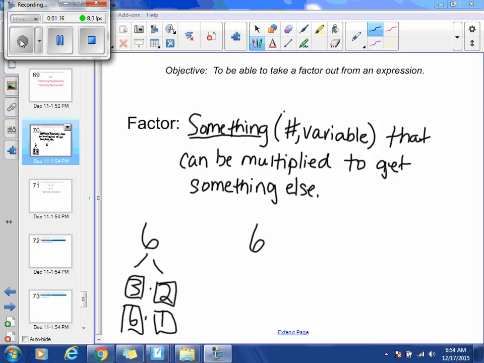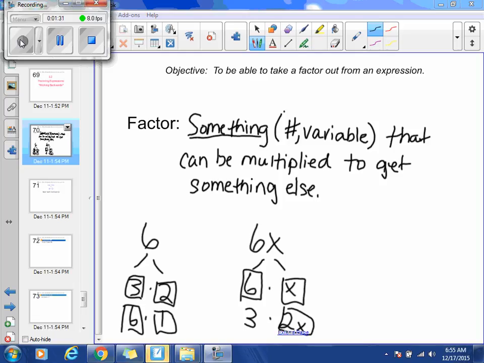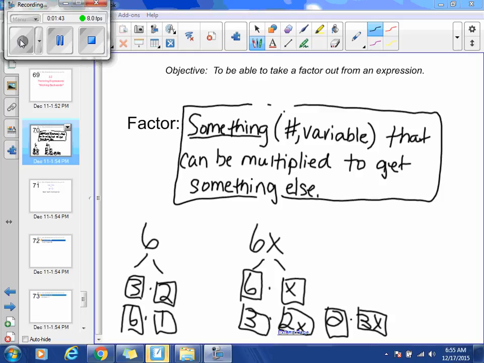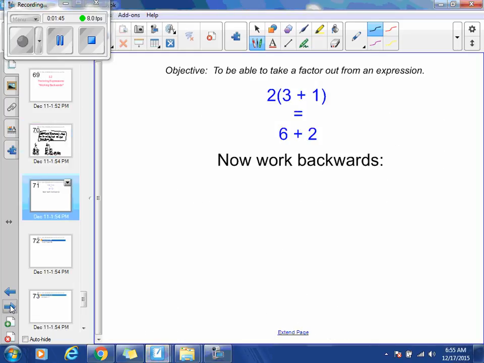We could say that if we had 6x, we could multiply 6 times x. So 6 is a factor of 6x, and x is a factor of 6x. We could also do 3 times 2x, so these would both be considered factors. We could also do 2 times 3x. So these would also be considered factors of 6x. Make sure you have this definition of factor written down before we move on.